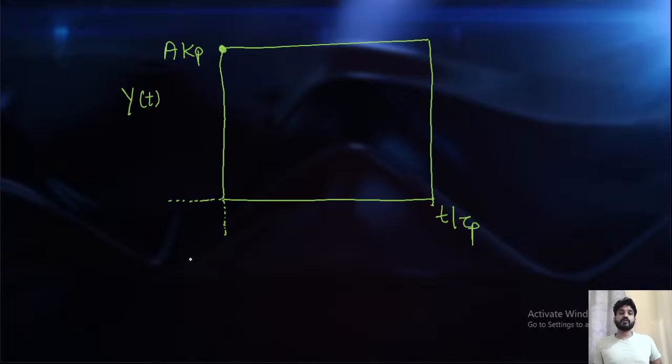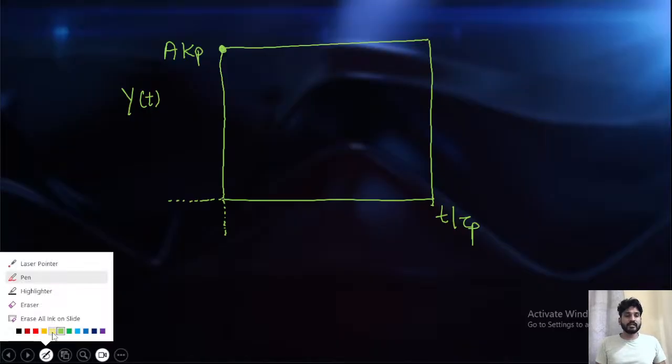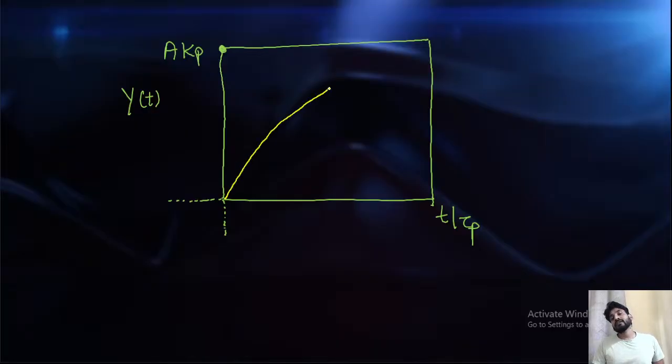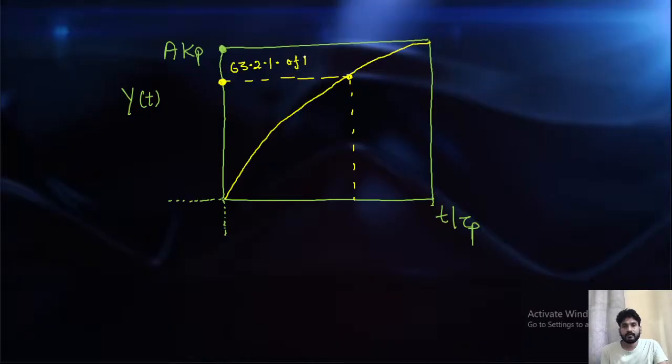So A KP is the ultimate value of response, means ultimately at time t tends to infinity, the value of y(t) will be A KP. So the response pattern is like this, as we know. It is achieving the A KP, right? And the time at which it achieves 63.2% of the A KP, that corresponding time will be my tau p. Right, so this is your UVR, the ultimate value of response. This bending curve touches this value at a very large time, which defines that my system achieves its ultimate value of response after t tends to infinity.